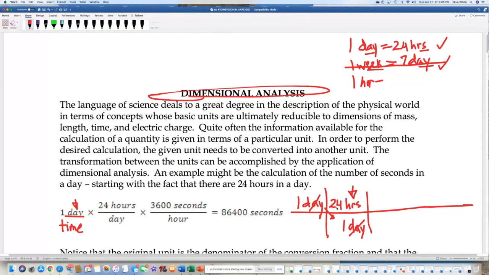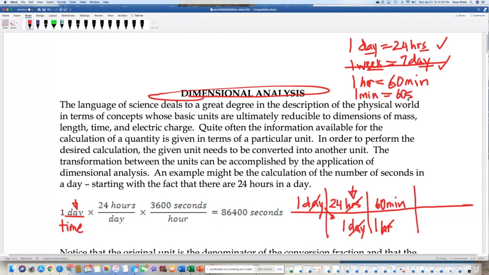I don't want to use your conversion. I don't memorize this. 1 hour is equal to 60 minutes, right? So I'll use that. 1 hour goes with 60 minutes. But I can't stop yet because this unit here is minutes. They said I have to go until seconds. So I cancel hour and hour. One more conversion. 1 minute is 60 seconds.